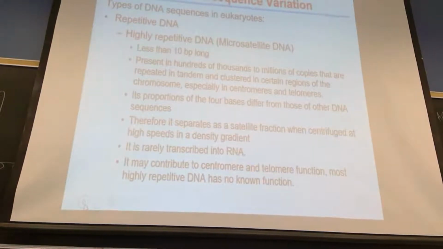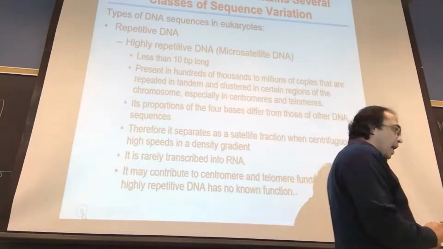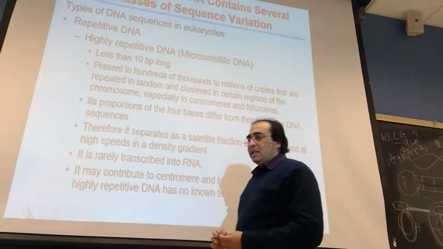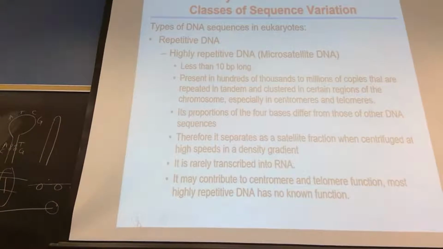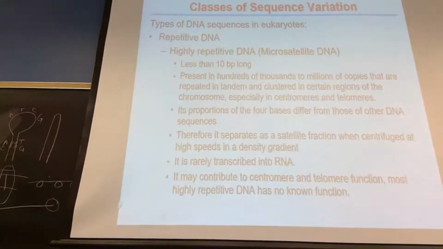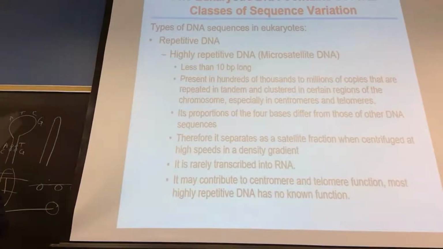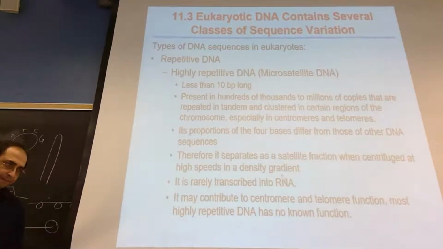And there are some kinds of repetitive sequences which are called microsatellite or satellite DNA. What are those repeat sequences? These are very small, less than 10 bp long, but present in hundreds of thousands to millions of copies. When you take out all those DNAs, cut with restriction enzyme and centrifuge, they form a different pattern in the centrifuge tube. That's why they are called satellites.